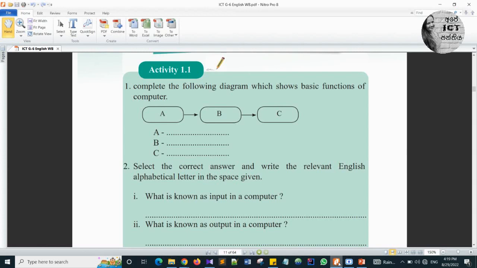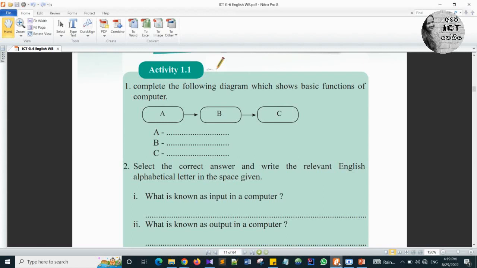Second question. Select the correct answer and write the relevant English alphabetical letter in the space given.